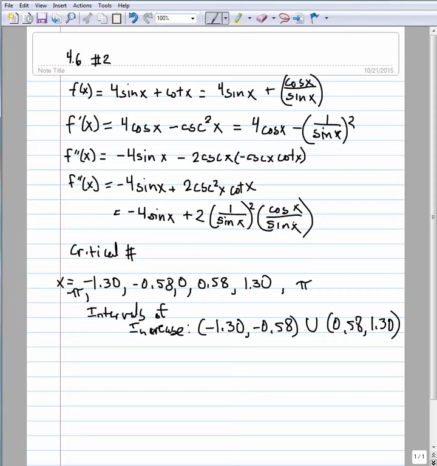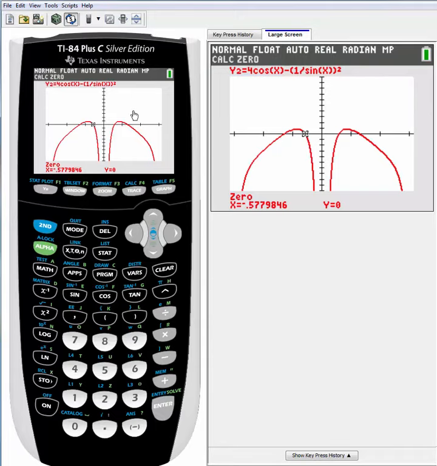And the intervals of decrease would be all of the other intervals, because everything else, as you can see on the graph, is below the x-axis, so it's negative. So from negative pi to negative 1.3, then from negative 0.58 to 0, 0 to 0.58, and then 1.3 to pi. Those are all intervals of decrease.